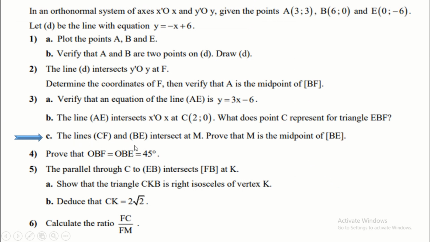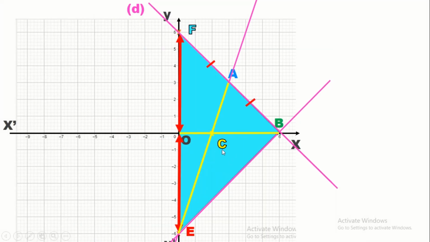The lines CF and BE intersect at M. Prove that M is the midpoint of BE. This is very important. First of all, we should think about CF and BE, what do they represent? Then we understand what M represents for it.